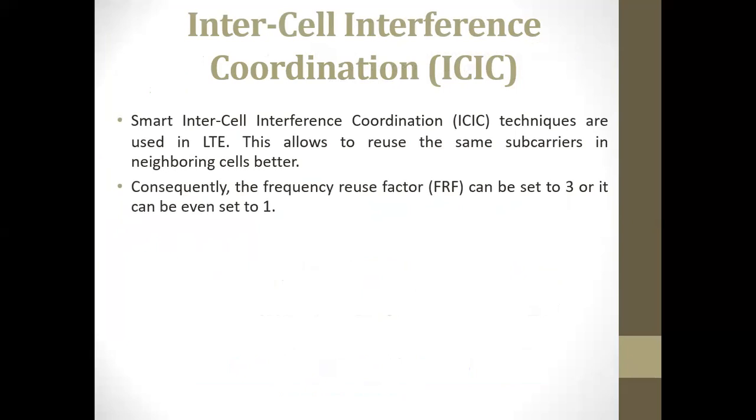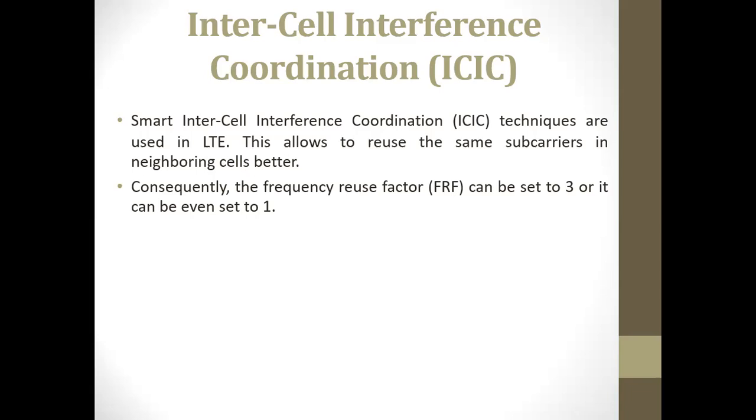Since we have smart techniques, the frequency reuse factor changes. In 3G we use the same frequencies in every cell, but in the case of 2G we had to split the available bandwidth and allocate it to different cells, because that's how you manage. But here the same bandwidth can again be allocated to the adjacent cells, like 3G, just because your interference coordination is very smart.